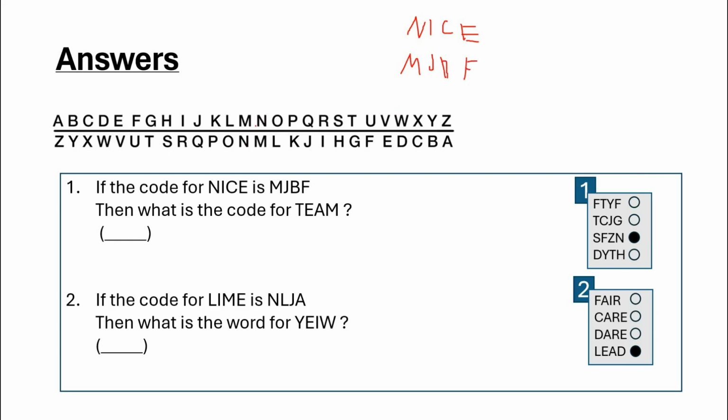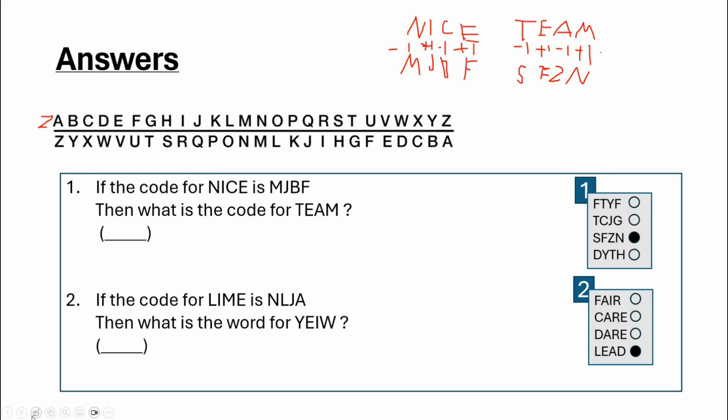Okay, so N to M is -1. I to J is +1. C to B is -1. And E to F is +1. So that's a simple pattern. -1, +1, -1, +1. So now we copy the steps out for the word team. -1, +1, -1, and +1. Okay, so T -1 is S. E +1 is F. And A -1 is, because you ran out of alphabet, put a Z over there. So yeah, A -1 is Z. And M +1 is N. So that's why the answer to your first question is SFZN.